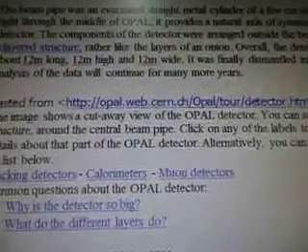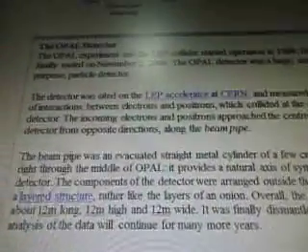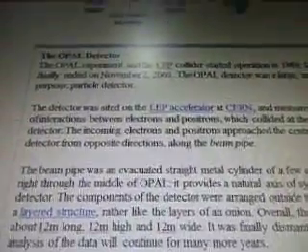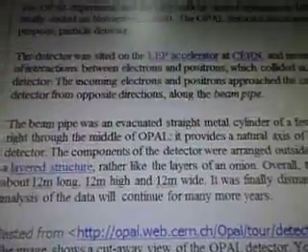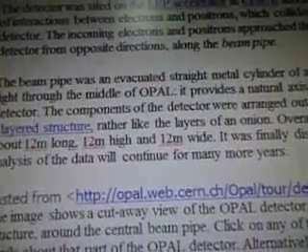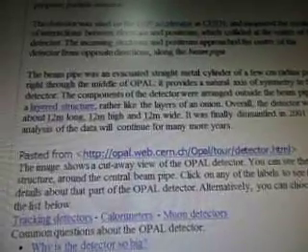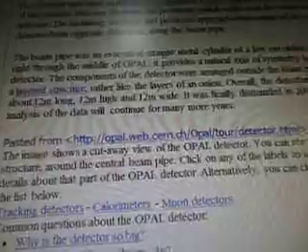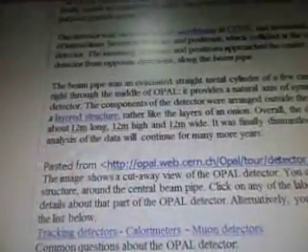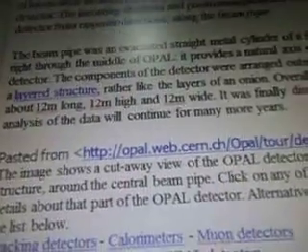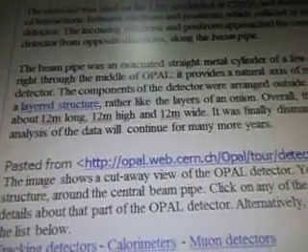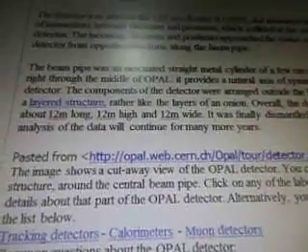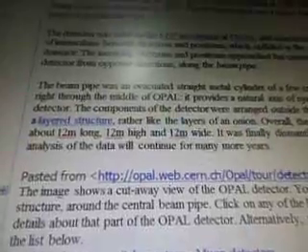The detector was sited on the LEP accelerator at CERN and measured the results of interactions between electrons and positrons which collided at the center of the detector. The incoming electrons and positrons approached the center of the detector from opposite directions along the beam pipe. The beam pipe was an evacuated straight metal cylinder of a few centimeters radius. Passing right through the middle of OPAL, it provides a natural axis of symmetry to the detector. The components of the detector were arranged outside the beam pipe in a layered structure, rather like the layers of an onion. Okay, so the detector is 12 meters long, 12 meters high, and 12 meters wide.